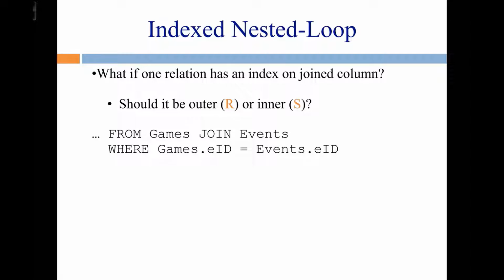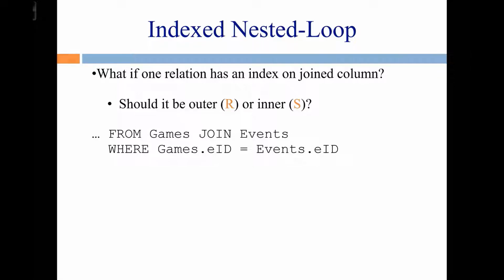So I've got this same join we've been looking at, games join events, and the condition is where the EIDs match. So what if there was an index on either this column in the games table or this column in the events table? Then which one of those relations should we make the outer relation, and which of them should we make the inner relation in order to take advantage of the index?